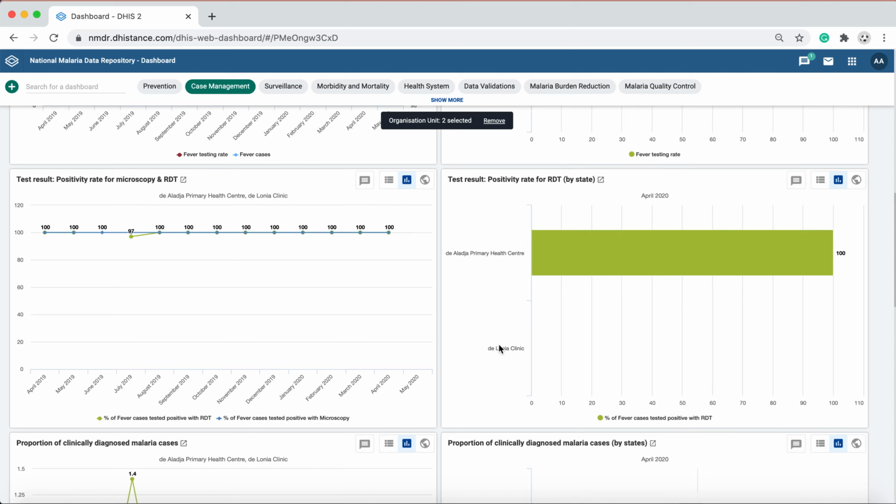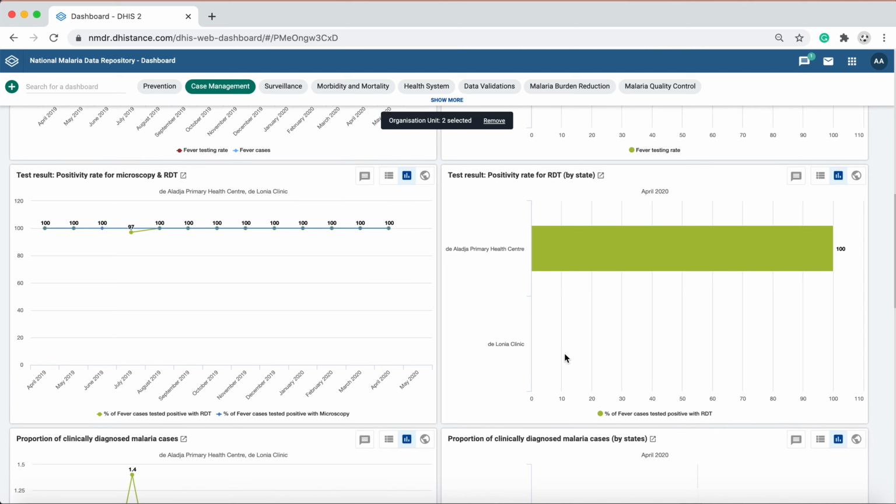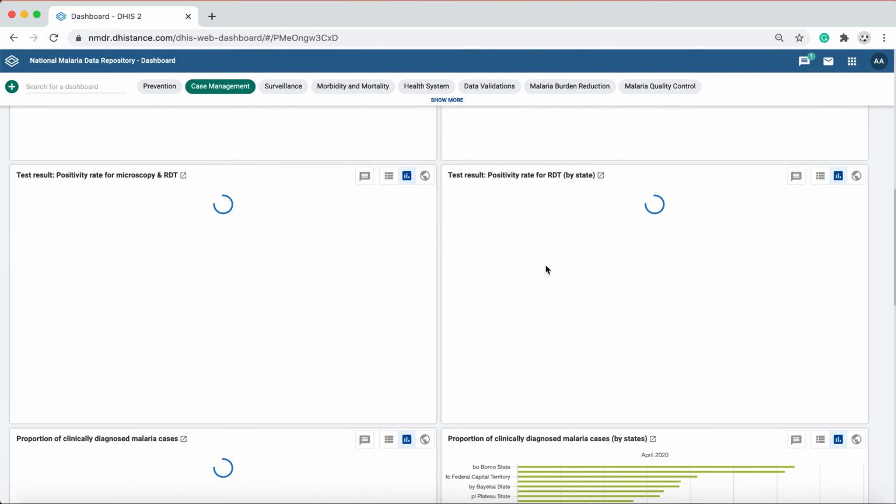And you can see there is a facility in that ward, which is the Leonia. They are not even submitting anything here. So this will now allow you to quickly follow up to understand whether this data is correct, because if it's not correct, then it's making the whole test positivity to be on the high side. So this is just one example. You can go through all the wards to understand what's happening.